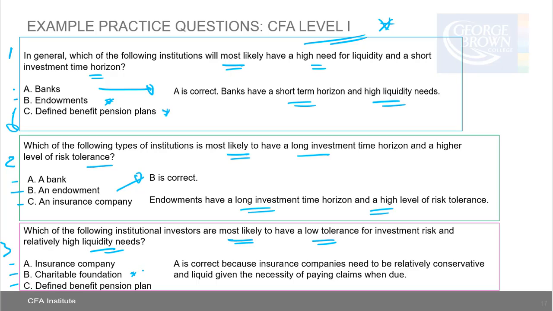And also a higher risk because a higher timeline. Defined benefit pension plan, no, we saw that that was a low liquidity, which was a bit of something that you kind of had to understand. So the correct answer was A. A is correct because insurance companies need to be relatively conservative and are liquid given the necessity of paying claims when due, unpredictable claims. Okay, so just a nice little example of three practice questions from CFA level one, and how they're testing on the characteristics of institutional investors.